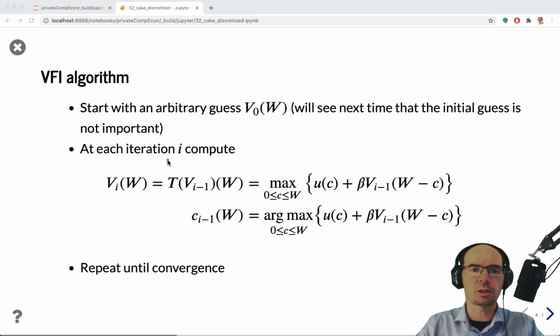On each iteration i, we just compute the new value of the value function given by the Bellman operator, and at the same time we can compute the policy function by computing this argmax. Now this can be repeated until convergence, exactly as we did for the on-grid solution.